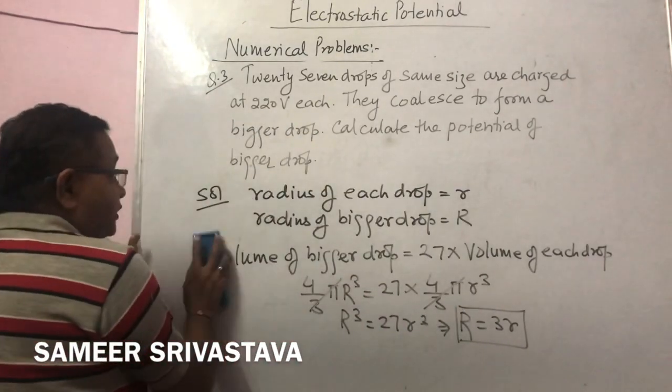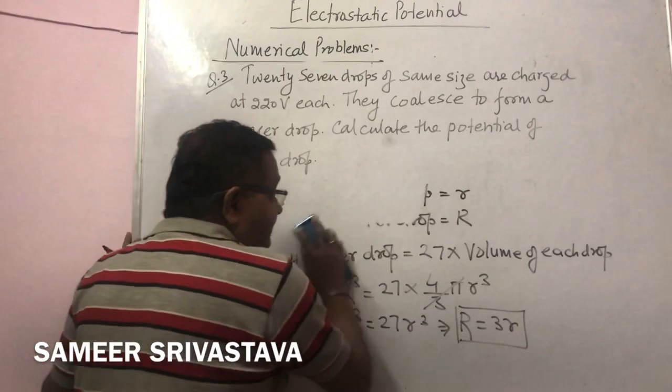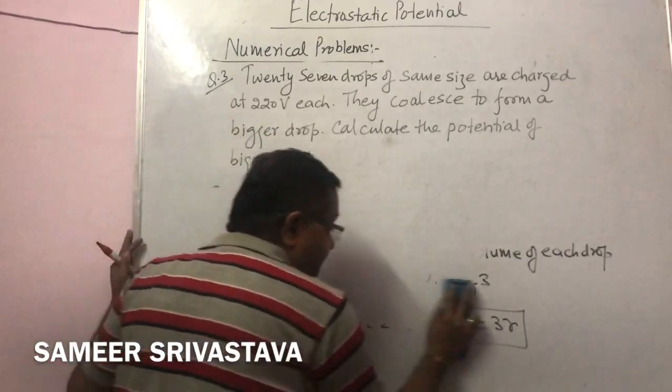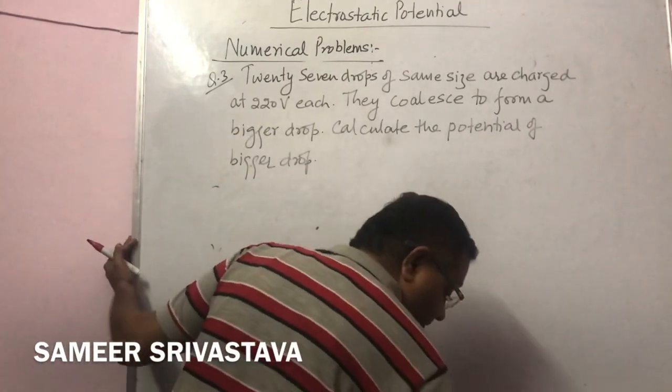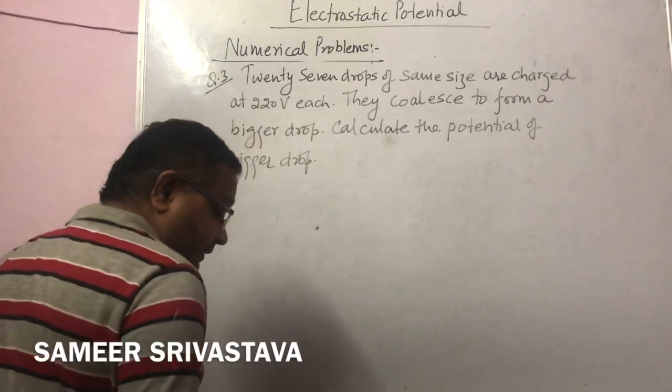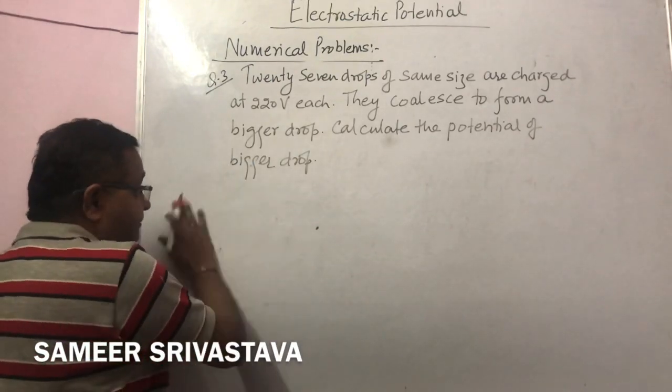Now the potential of each drop is given as 220 volt. Now we can write the potential on each drop.